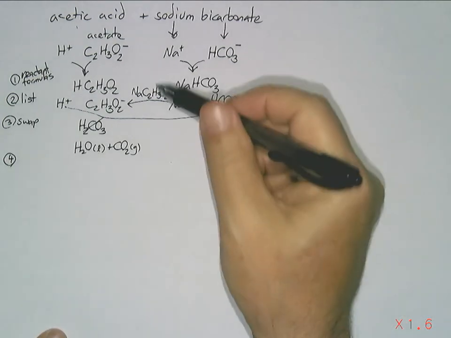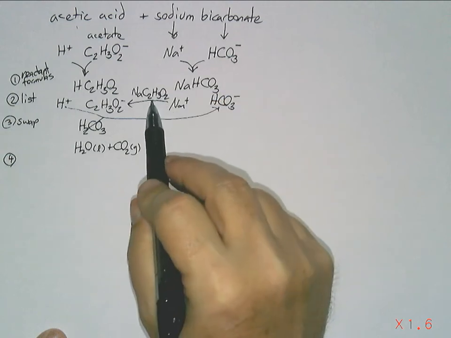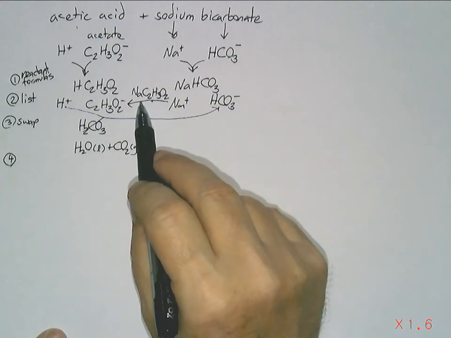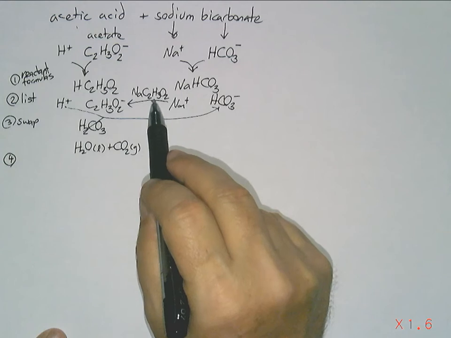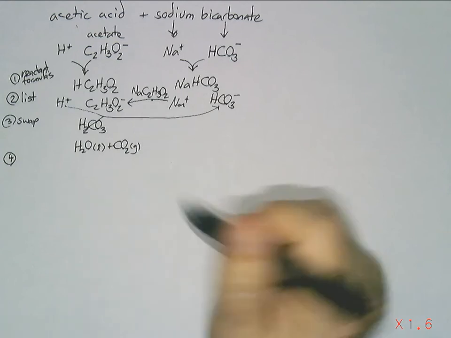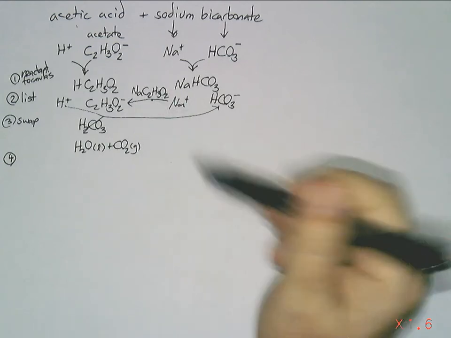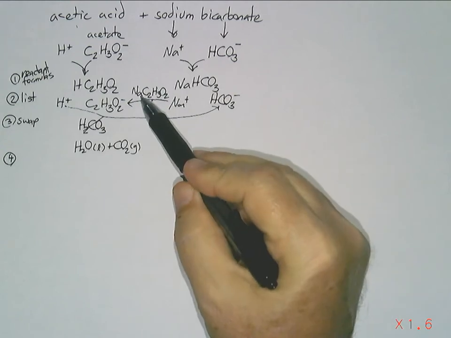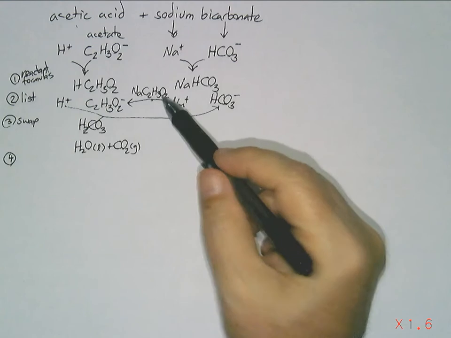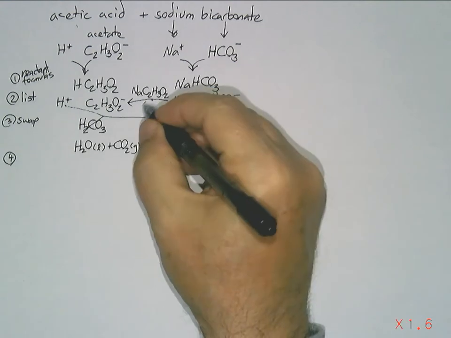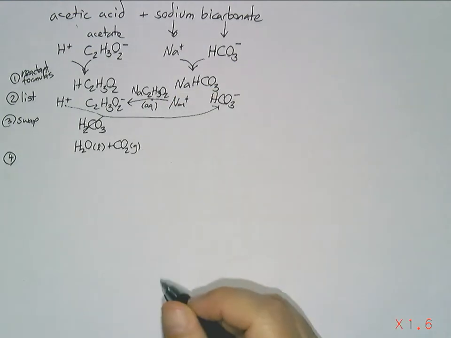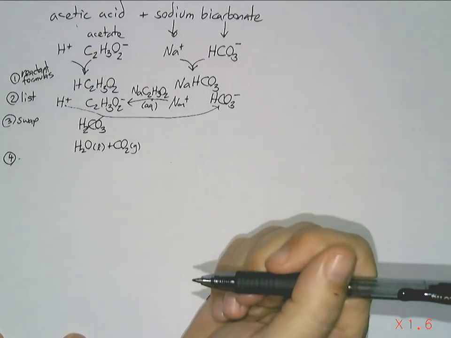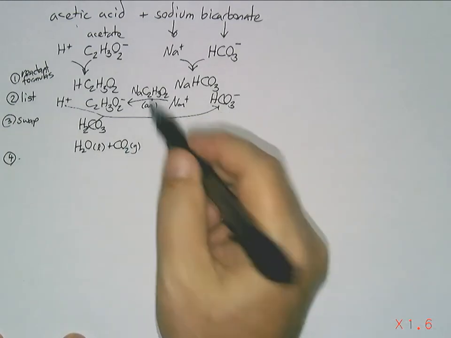How about the other product? What do you think? Well, it's an ionic compound, and it's got sodium in it. If you look at the guidelines in the textbook, you'll see that they say anything that has sodium in it is going to be soluble. So you can put an AQ after this. Okay, so those are the state symbols that we put onto the products.